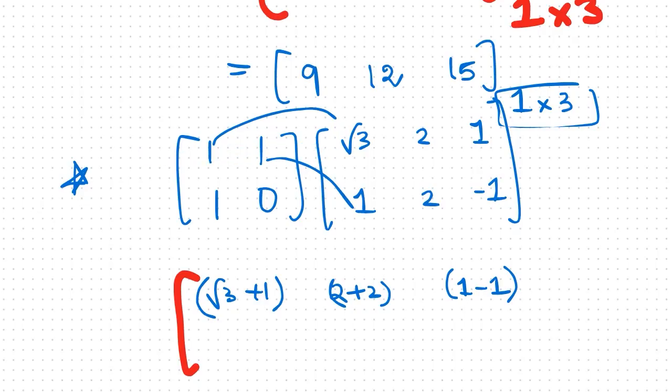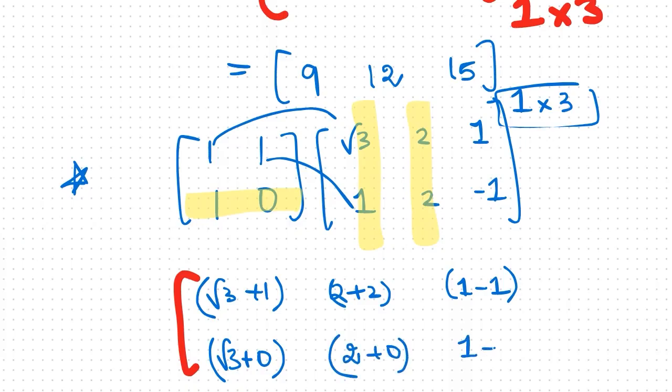And then root 3 plus 0, then 2 plus 0, then 1, and then 0. This is the answer.